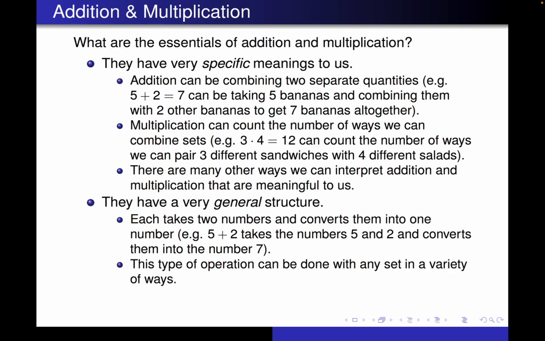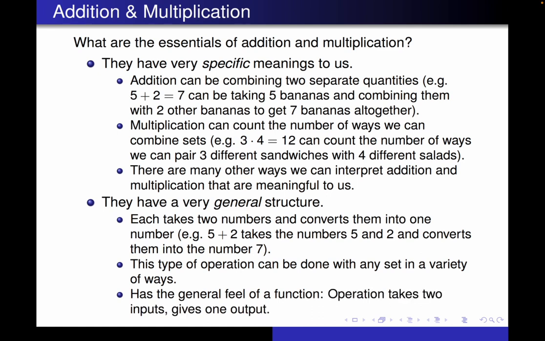And this type of operation can be done with any set. It doesn't have to be numbers. You can literally have any set, in a variety of ways. You can just make up a rule if you want. It doesn't even have to make any sense. You can think of those 5 and 2 as inputs to something, and the 7 as an output, which has kind of a feel of a function to it, right? An operation takes 2 inputs and gives 1 output. Now the 2 inputs is not normal for a function, but the 1 output certainly is.